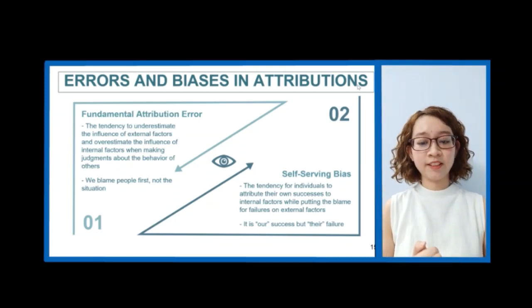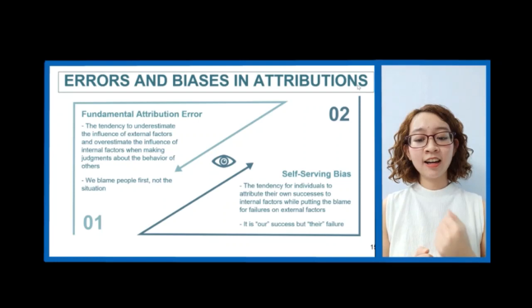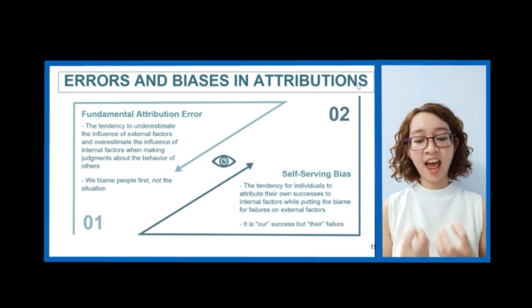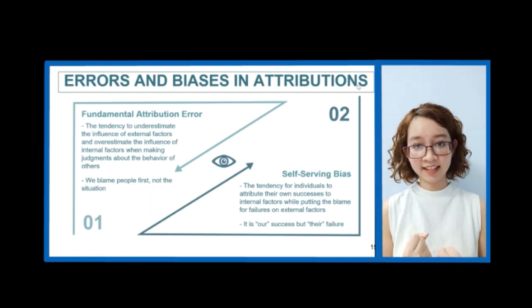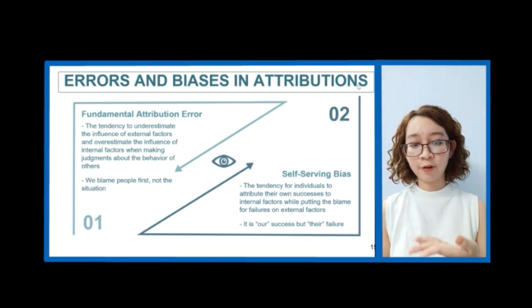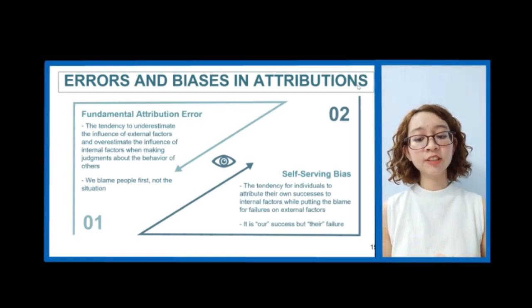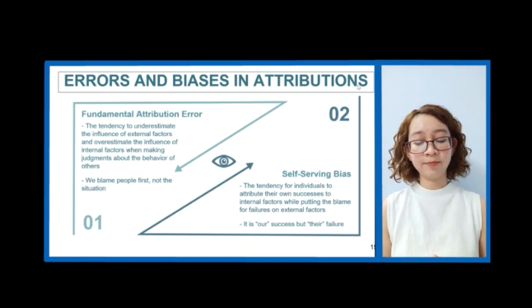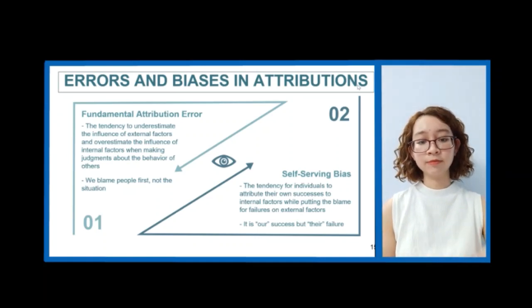And then self-serving bias. It is the tendency for individuals to attribute their own success to internal factors while putting the blame for failures on external factors. In short, it is our success, but their failure.